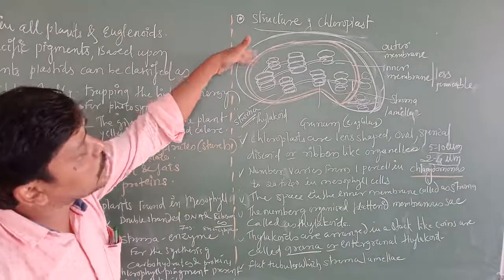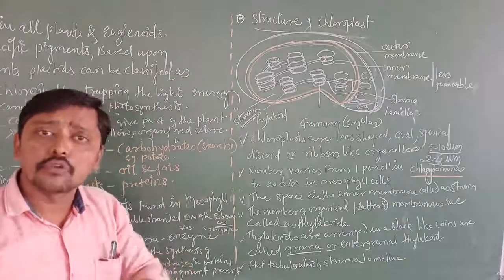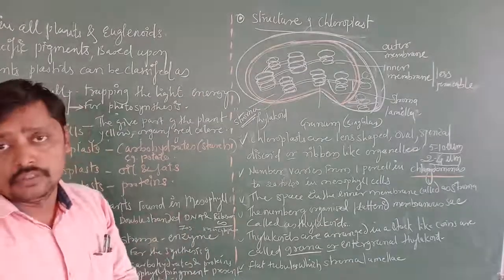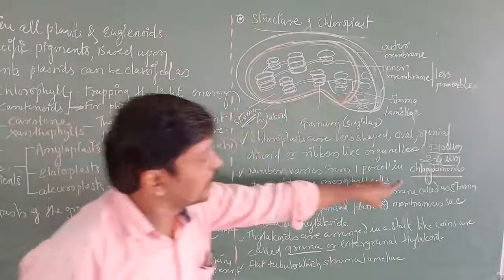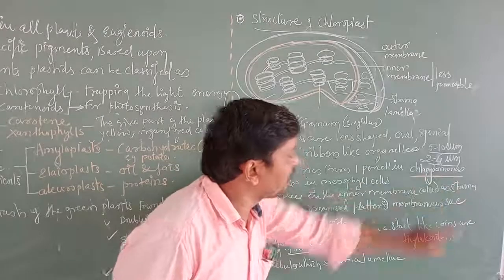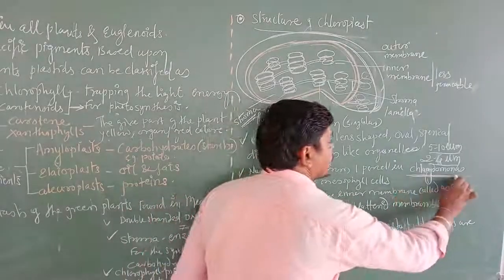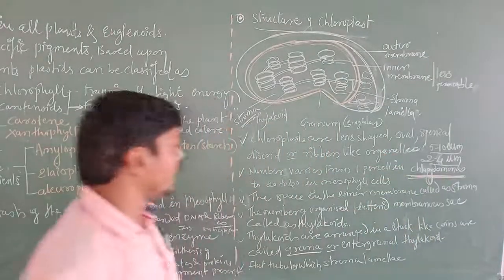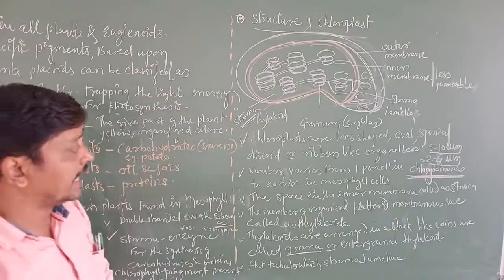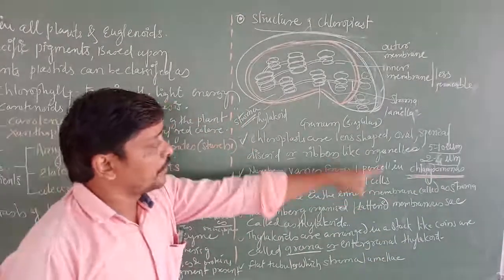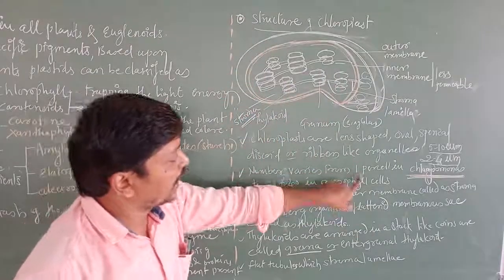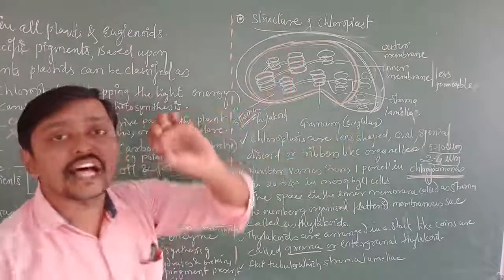number of these chloroplasts varies from 1 chloroplast per cell in Chlamydomonas. This is very important. Chlamydomonas is a green algae. In Chlamydomonas green algae, you are going to find only 1 chloroplast per cell.